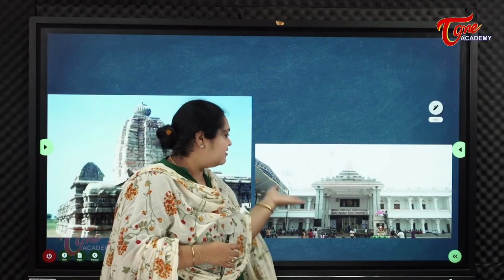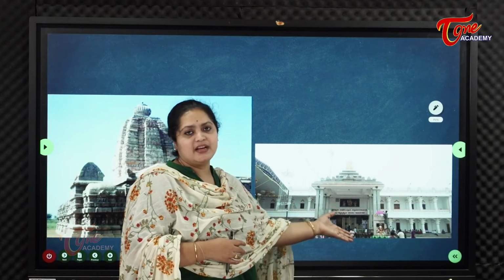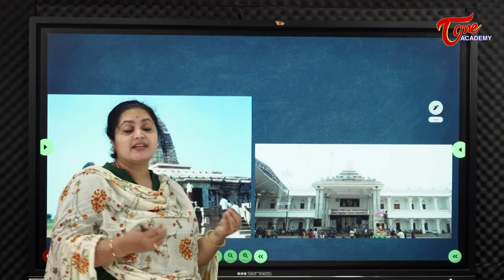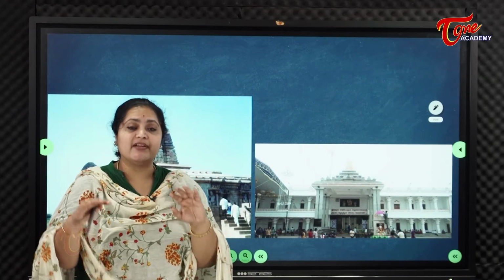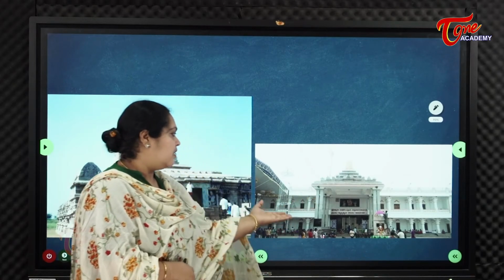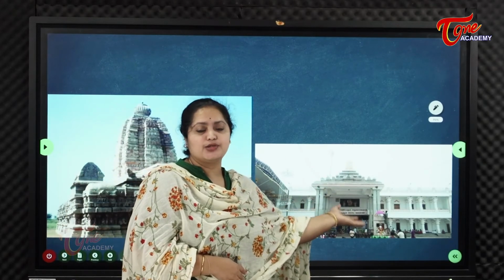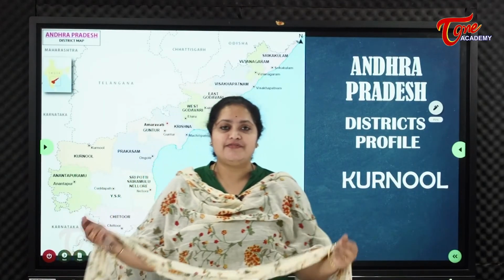This is Mantralayam, the Raghavendra Swami Mutt. Inside this temple, you get to see the live Sajiva Samadhi of Brindavan, which is called Brindavan by all the Madhvas. This is Mantralayam, on the river banks of Tungabhadra. Which river? Tungabhadra.